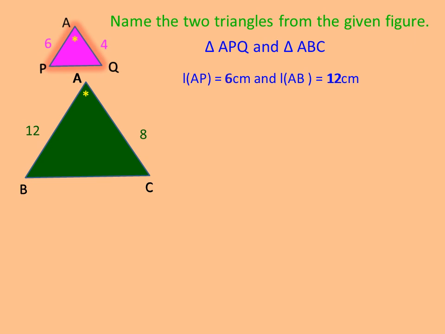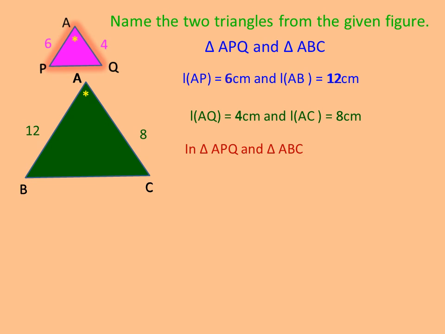Now they have given you the measurement AP in triangle APQ. Length AP is given to you 6 centimeter. AB of triangle ABC is given 12 centimeter. Then AQ of again triangle APQ is given 4 centimeter, and AC is given to you 8 centimeter. Then we have two angles marked. If you see in both the triangles, the two angles are marked with the identical sign, so they are congruent.